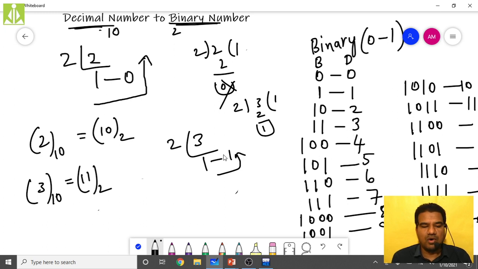Same thing for 4 we will check. I hope you understood this: 2 in decimal and 1 0 in binary. So we should not say 10 11 over here. We have to say 1 0. 1 0 in binary and 1 1 in binary. So like that you remember.